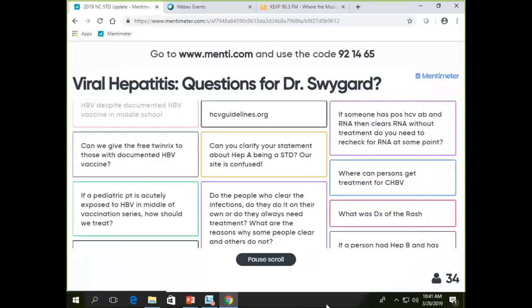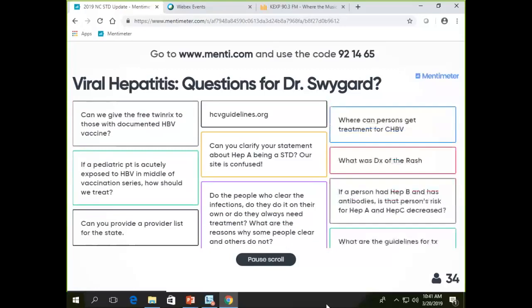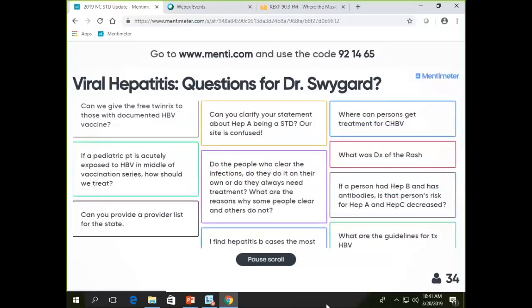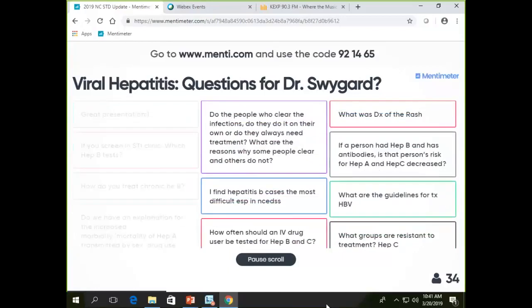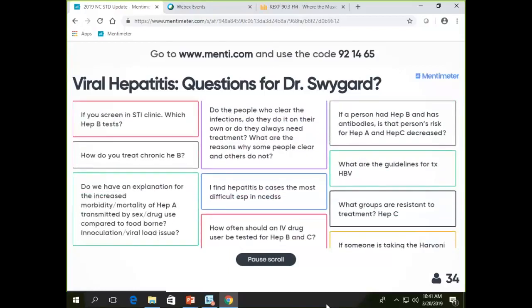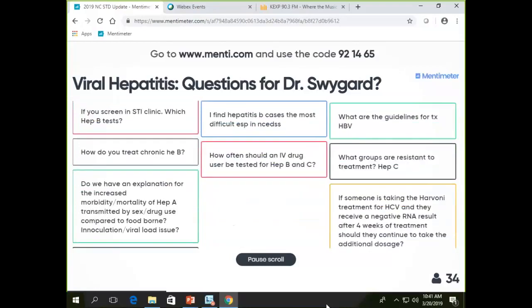Any additional questions from the in-room audience? You mentioned earlier that sexual partners of those that get hepatitis C are at minimal risk.